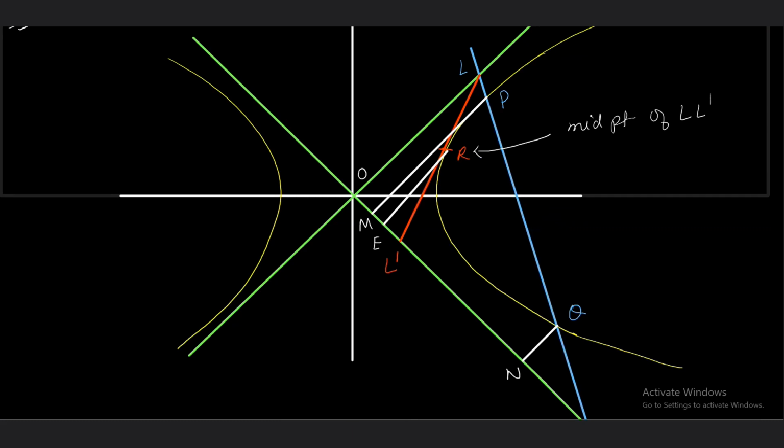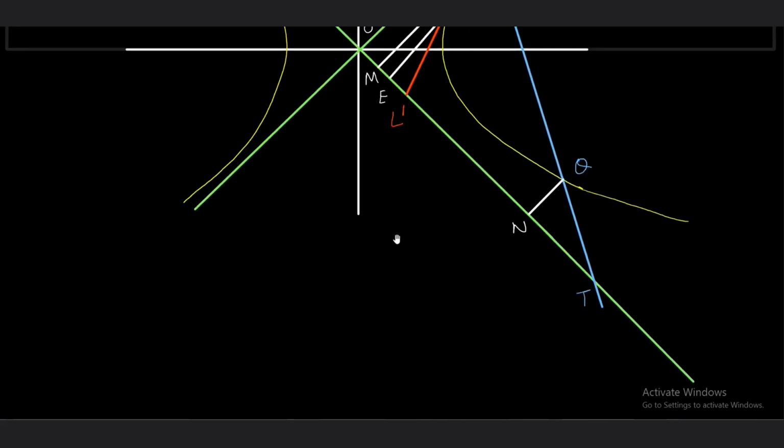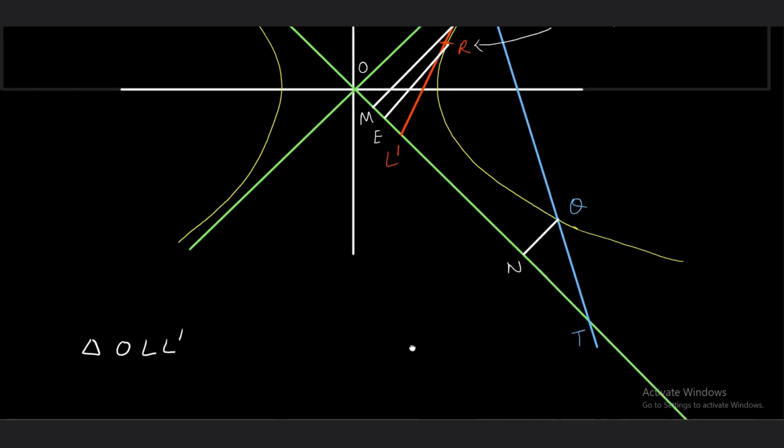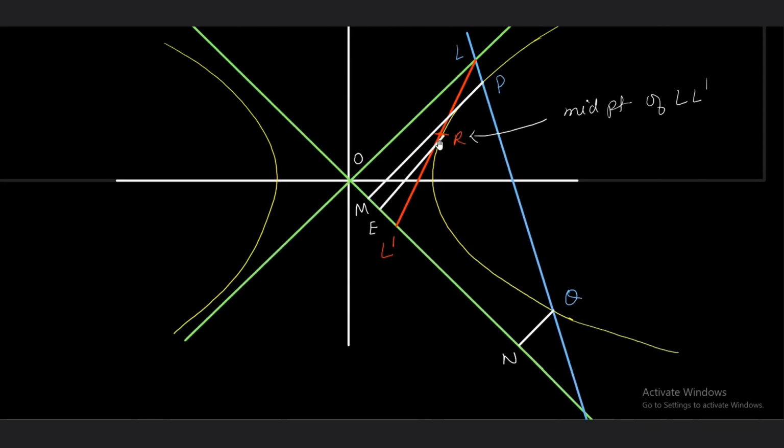Now you can see the triangle OL L dash. Let's look at the triangle OL L dash. It is a triangle in which you are tracing a line parallel to the base OL through the middle point of one side, right? So using the very basic property of the triangle, can I say that this RE length is going to be equal to half of the base? Why? Because R is the middle point of LL dash. Now, because R is the middle point of LL dash, the line traced from R parallel to the base is going to be half of that.